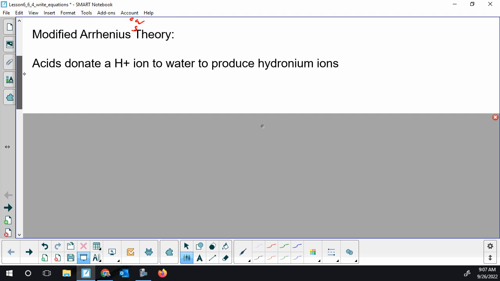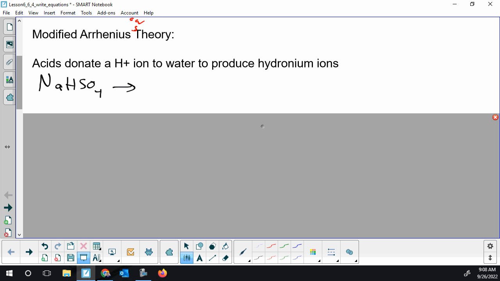A better description, a more true description, is this transfer to water. And we're going to start seeing some more complicated examples. So you might have something like NaHSO4. Again, that could be a solid or it could be aqueous. You put that into water, and that's an ionic compound. Before any modified Arrhenius can happen, it's going to dissociate.